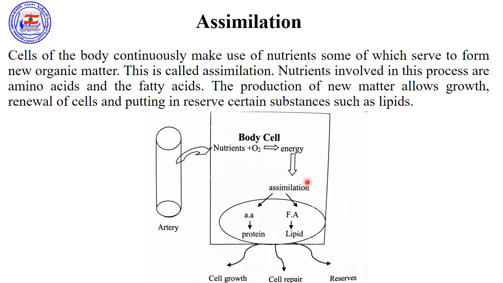While in case of assimilation, nutrients such as amino acids and fatty acids, in the presence of energy, produce protein and lipids respectively. Nutrients involved in this process are amino acids and fatty acids. The production of new matter, new protein and new lipid, allows growth, renewal of cells, and putting in reserve certain substances such as lipids.